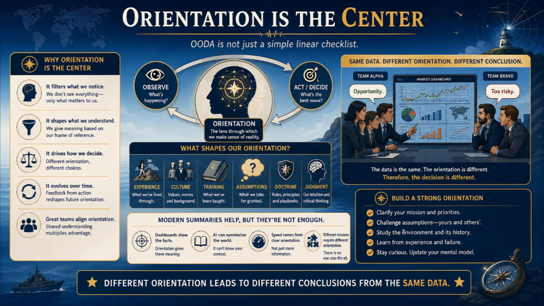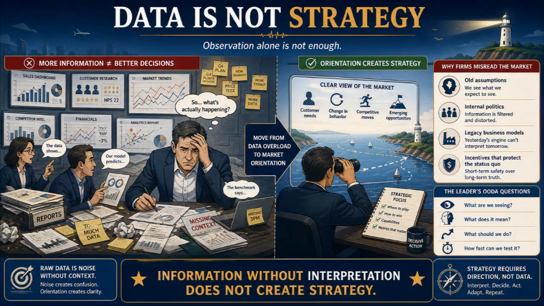This distinction is critical for business. Observation is not enough. Data is not strategy. A company can have dashboards, consultants, analytics teams, and customer research, yet still misread the market. The reason is poor orientation. The organization may be trapped in old assumptions, internal politics, legacy business models, or incentives that reward preserving the current system. The OODA loop forces leaders to ask, what are we seeing? What does it mean? What should we do? And how fast can we test that action in the real world?